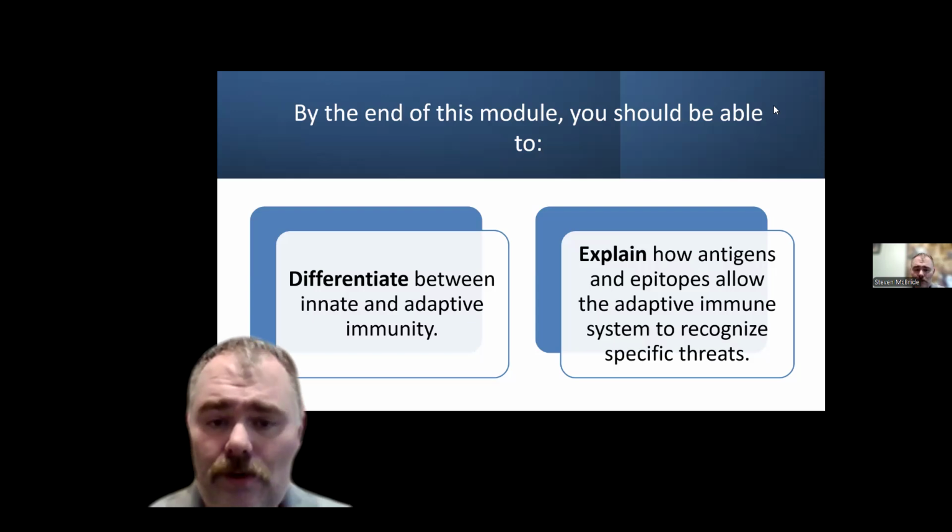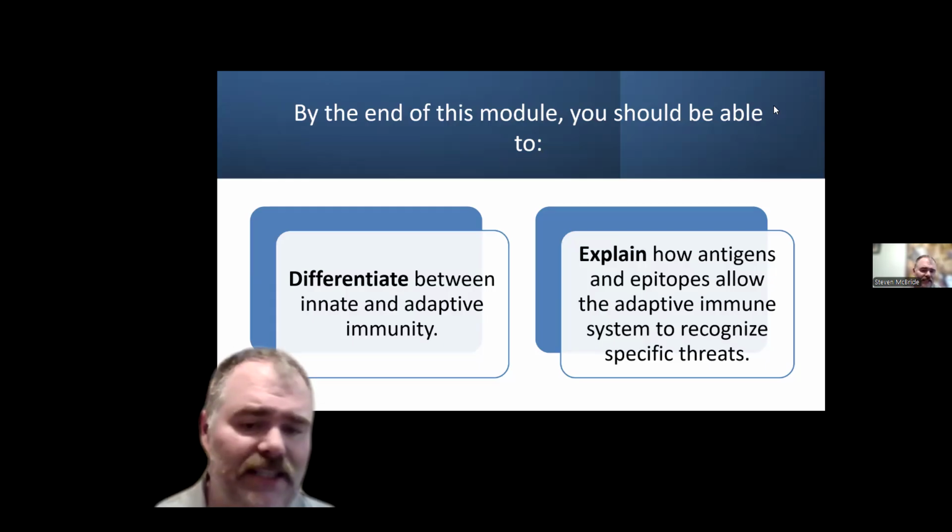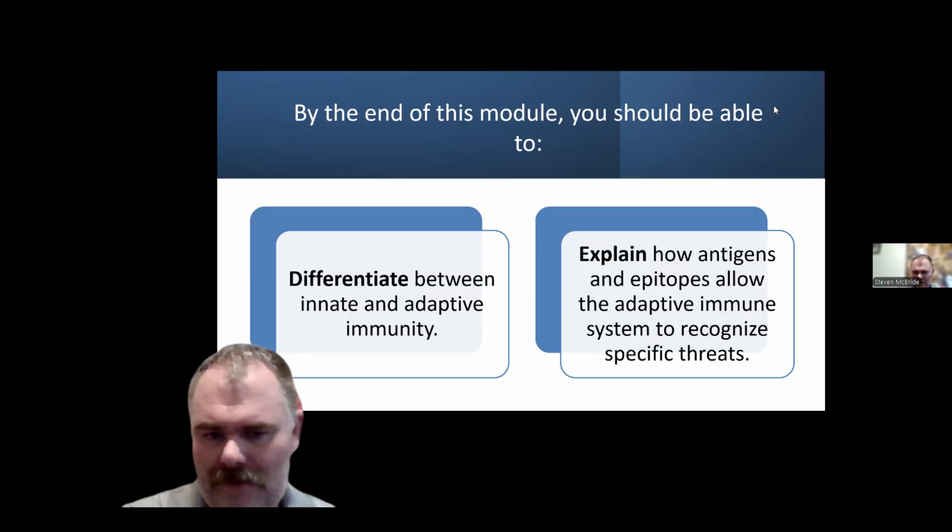By the end of this module, you should be able to differentiate between innate and adaptive immunity and explain how antigens and epitopes allow the adaptive immune system to recognize specific threats.